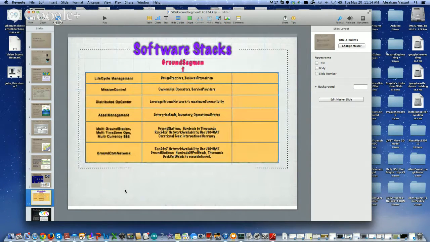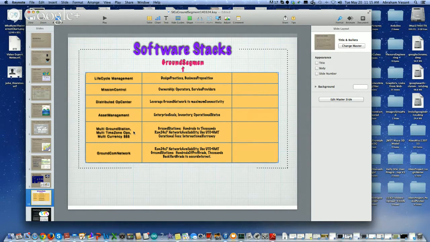Which comes down to a short list of other aspects of the ground segment we have to address, like the life cycle management, design practices, business proposition around it, mission control, like who owns it, who operates it, and how is the service provisioning obtained. And we hope to have distributed op centers in various regions, and that's going to be another interesting way of addressing it, but it's going to make it extremely viable and practical.